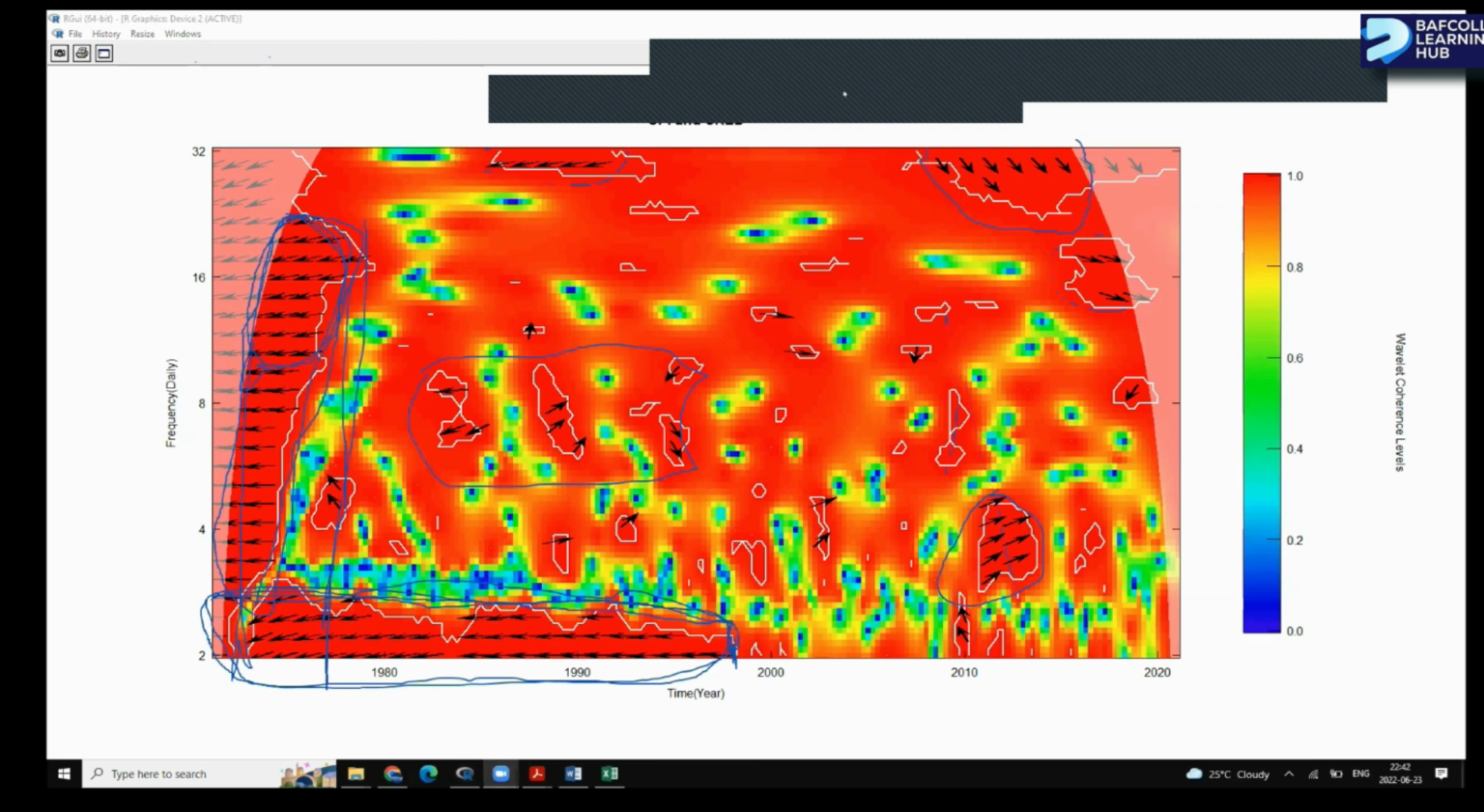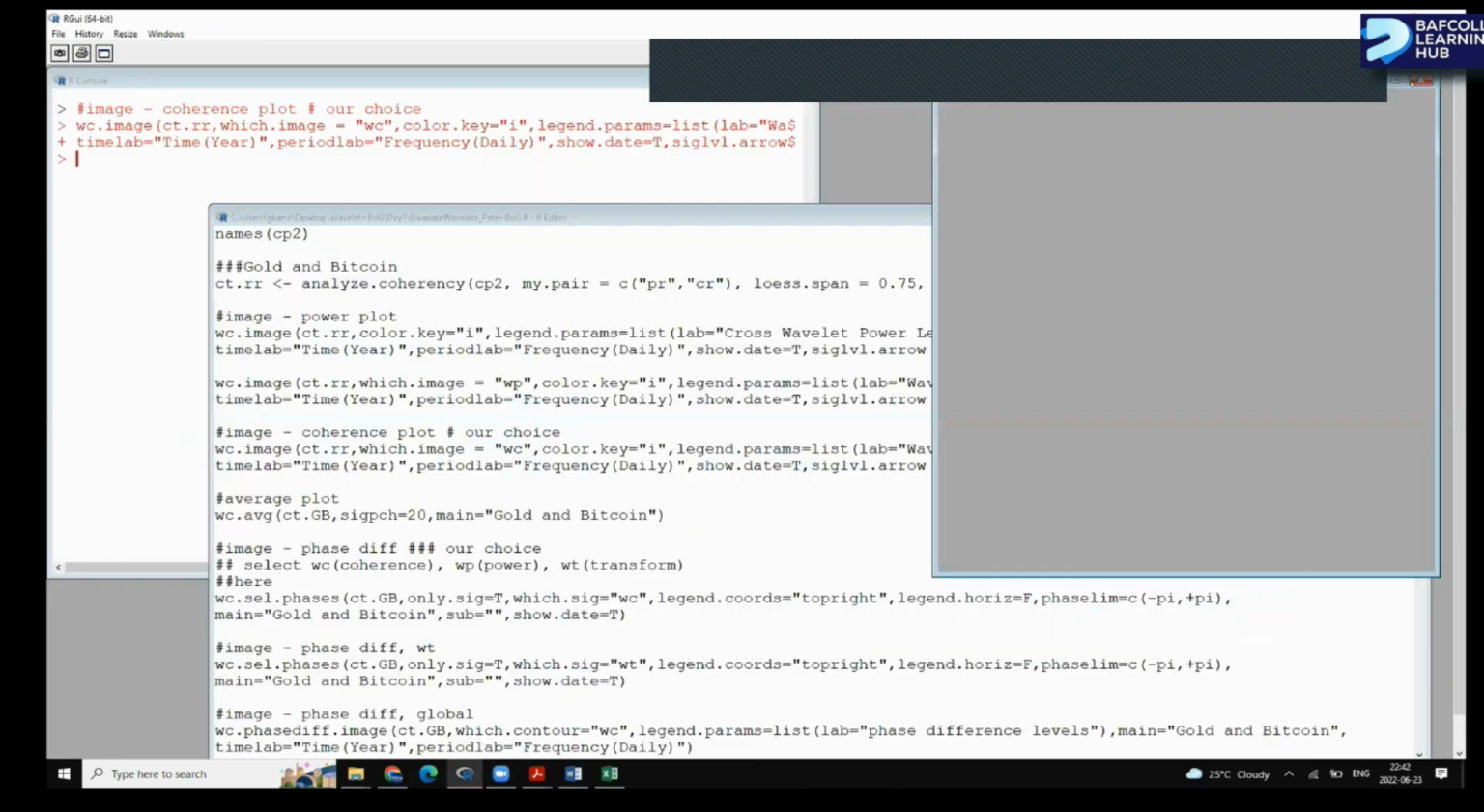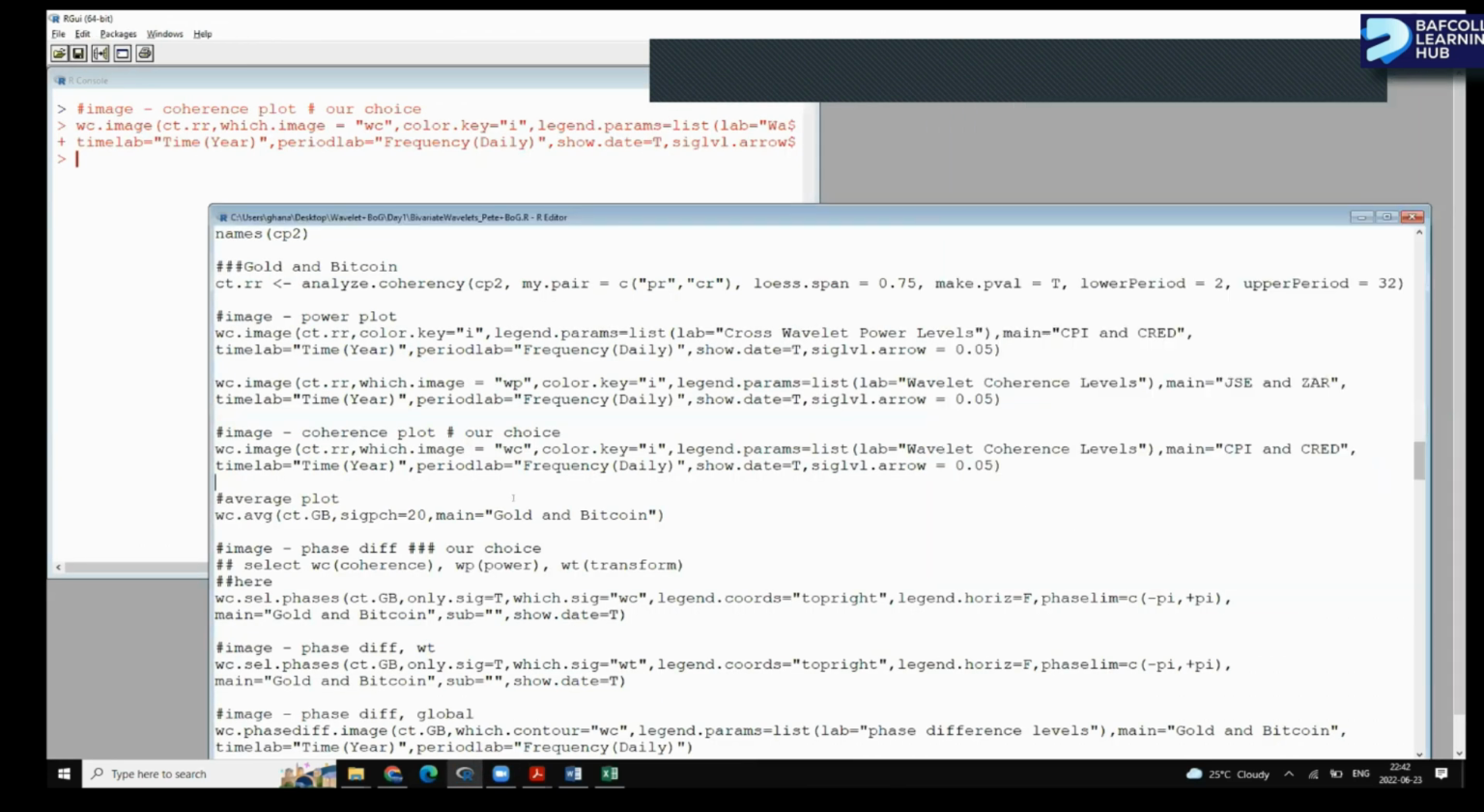Let me choose another 2 pairs. And then let's try nominal interest rate and exchange rate. Nominal interest rate and exchange rate. What pair is that? ER and IR.